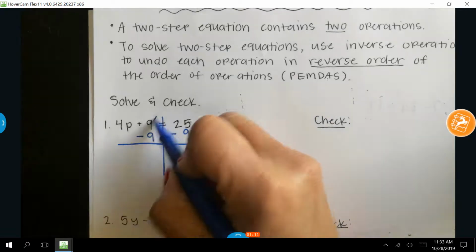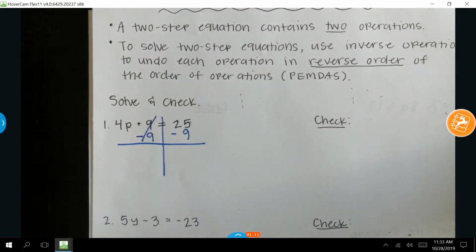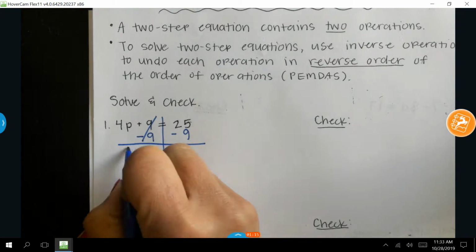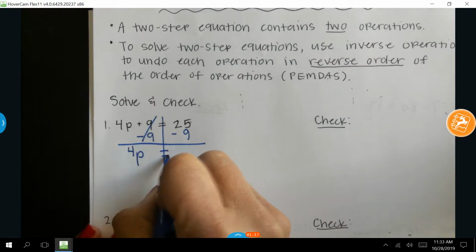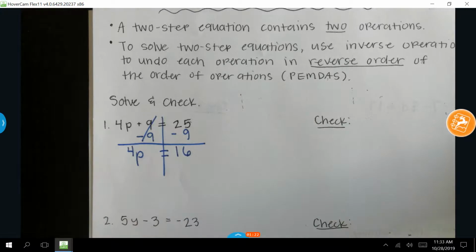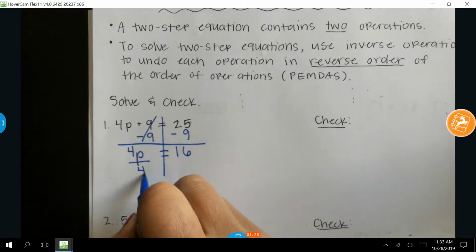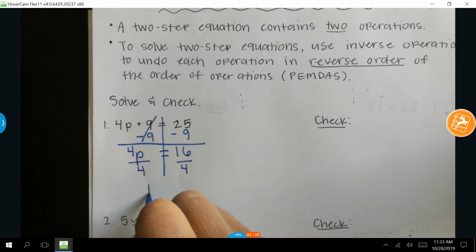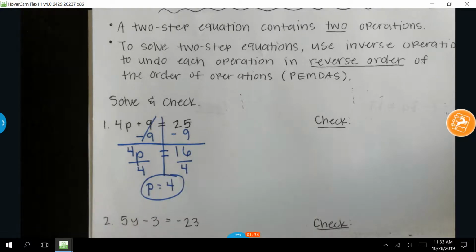So what happens is this will cancel, and that's what you want. It's going to move to the other side. So we are left with, bring down, 4p equals 16. And now this is what you've already done. What times 4 gives you 16? How do you undo multiplication? Division. Divide both sides by 4. So your answer is p equals 4.